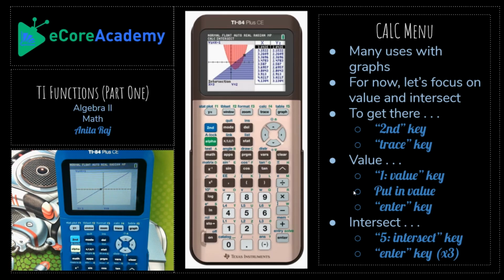However, intersect is not so straightforward. So let's say, for example, let's go to my y equals. Let's say I want to know what the x value is when the y value is 6, for example.